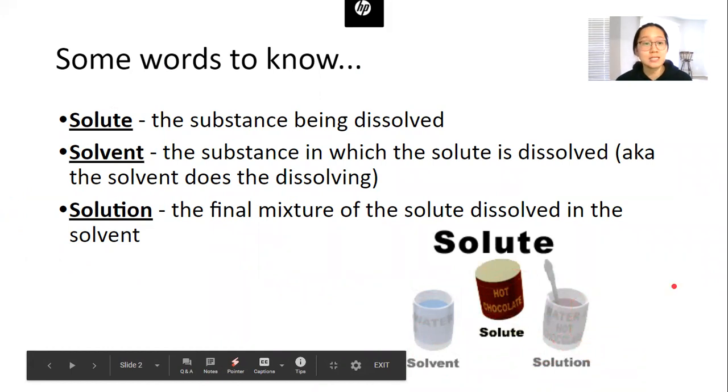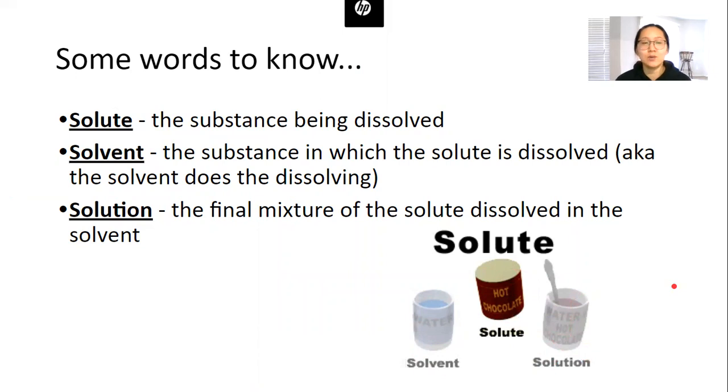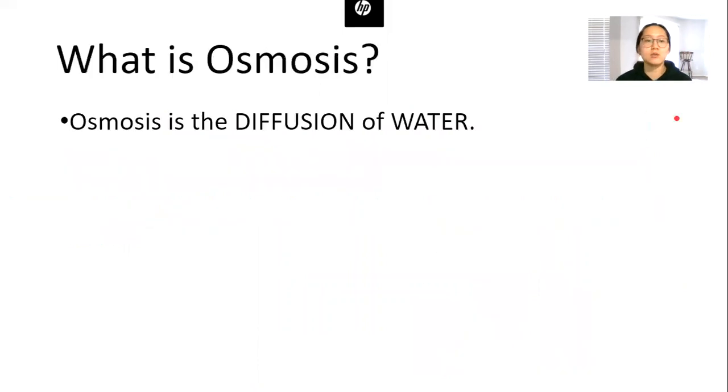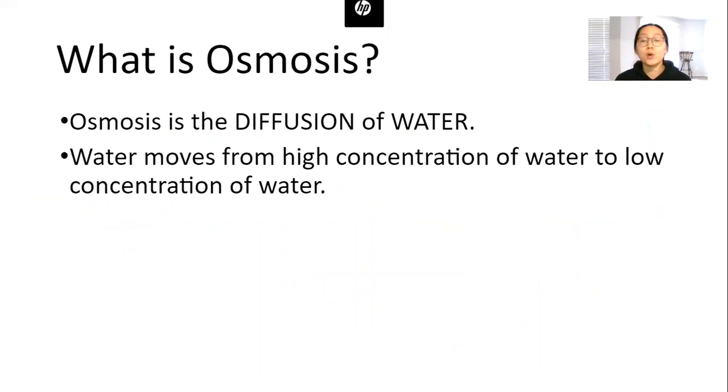When you mix two things together and at least one of them is a liquid, then you have a solution. You can get a solution from mixing two liquids together too. So what is osmosis? Osmosis is the diffusion of water. It's when water moves from a high concentration to a low concentration of water, which means it's basically moving from a low solute concentration to a high solute concentration. So basically water is going to go wherever it's saltier or wherever it's sweeter, because that concentration is the opposite of the water concentration.